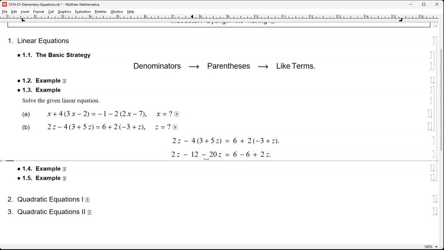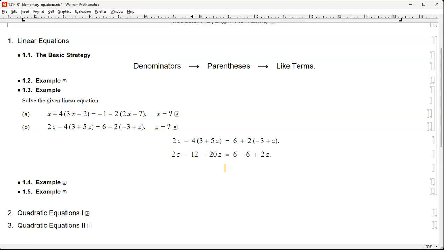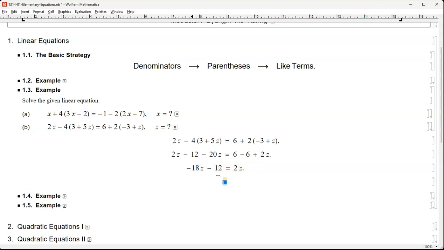Okay, alright. Now let us take the like terms together and simplify. 2z minus 20z is negative 18z. And then minus 12. And then 6 minus 6 is 0. So 2z. Now, I can flip this 2z to the other side, but this time I want to flip this negative 18z to the other side. The reason I want to do that is because I want to get a positive coefficient. So what do I have? Negative 12 equals 20z.